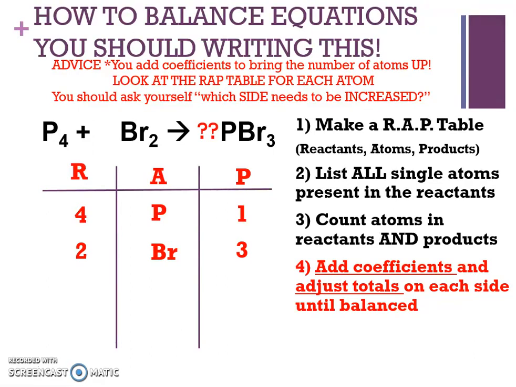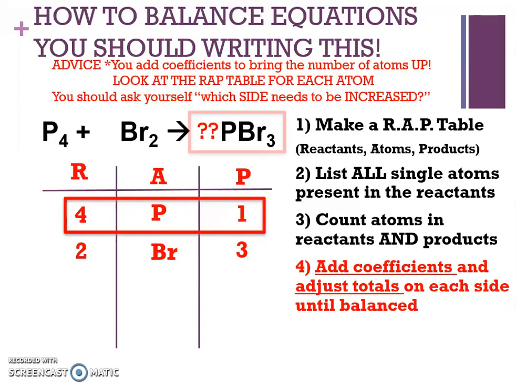You should be asking yourself which side of the equation needs to be increased. Let's start with phosphorus. If we have 4 atoms of phosphorus in the reactants and we have 1 atom of phosphorus in the products, which side needs to be increased? Well, obviously, our product side needs to be increased because there's only 1. We should now ask ourselves, what coefficient, I didn't say subscript, what coefficient can we add to give us 4 phosphorus atoms?